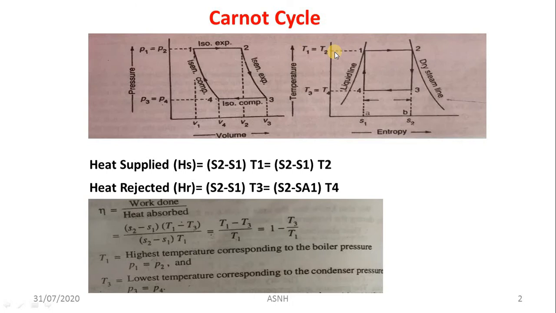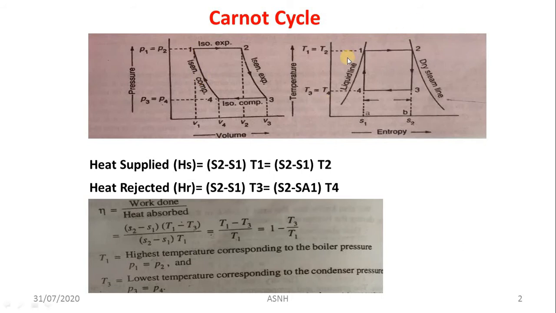Now this is the PV and TS plot of Carnot cycle. Students, keep in mind that heat addition and heat rejection only take place at constant temperature. So here heat is added in process 1-2 and heat is rejected in process 3-4. Heat addition and heat rejection never take place in an isentropic process, whether it is isentropic expansion or isentropic compression. So in both process 2-3 and process 4-1 there is no heat addition and no heat rejection.